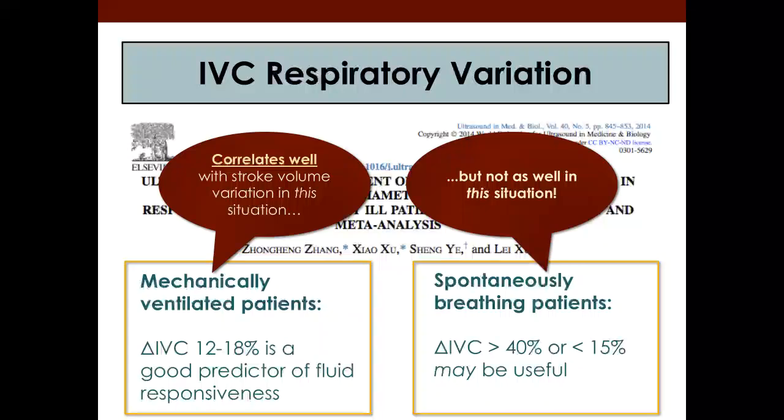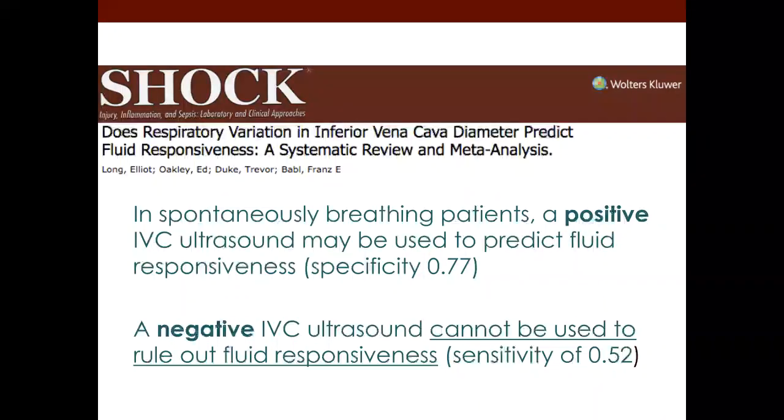So to dig a bit deeper on the use of IVC respiratory variation in spontaneously breathing patients, I'm going to refer you to this study. It was a really interesting study that just came out in 2016. It was a review and meta-analysis of about 500 patients from several different studies, and it found that in spontaneously breathing patients, a positive IVC ultrasound, as in greater than 40 to 50% respiratory variation, may be used to predict fluid responsiveness. But a negative IVC ultrasound cannot be used to rule out fluid responsiveness.